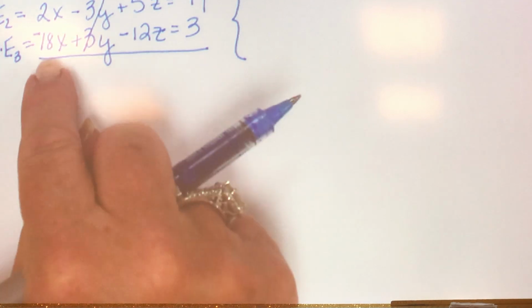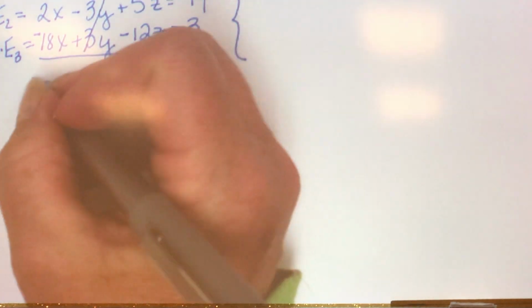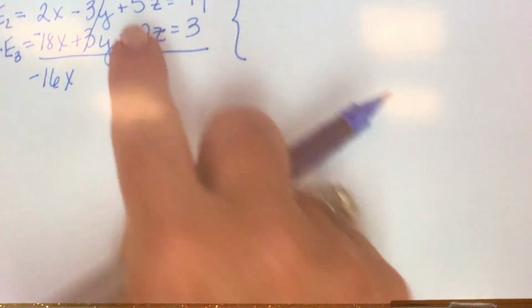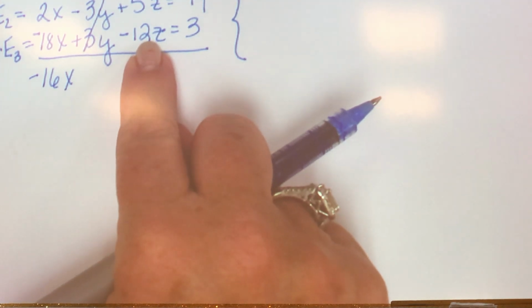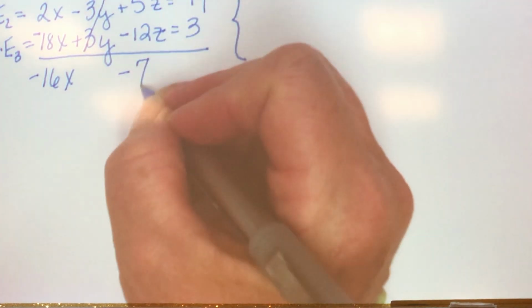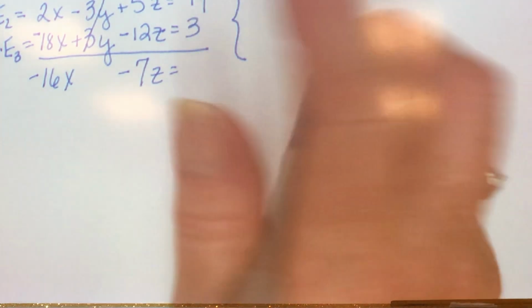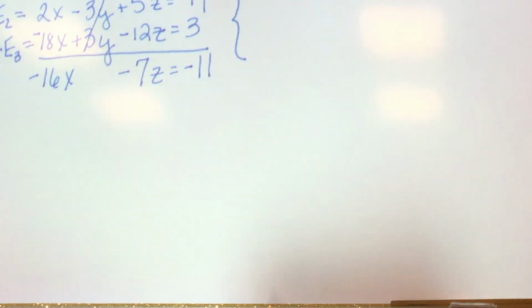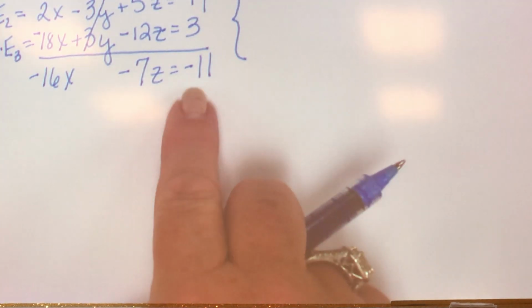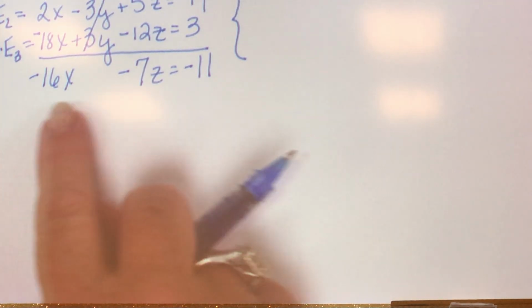Okay, so what's 2x minus 18x? Negative 16x. And what's 5x minus 12x? Negative 7z, right? Z, my bad. And negative 14 and 3? Negative 11. Am I loving this equation? Yes. Why do I love it?